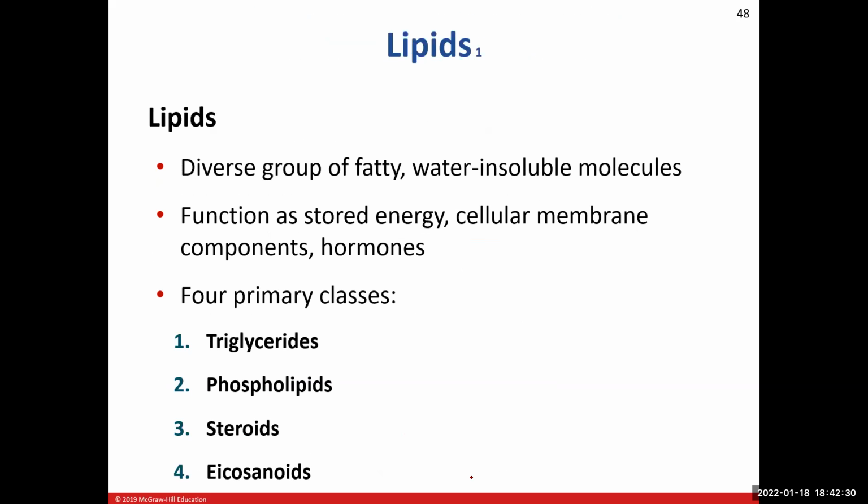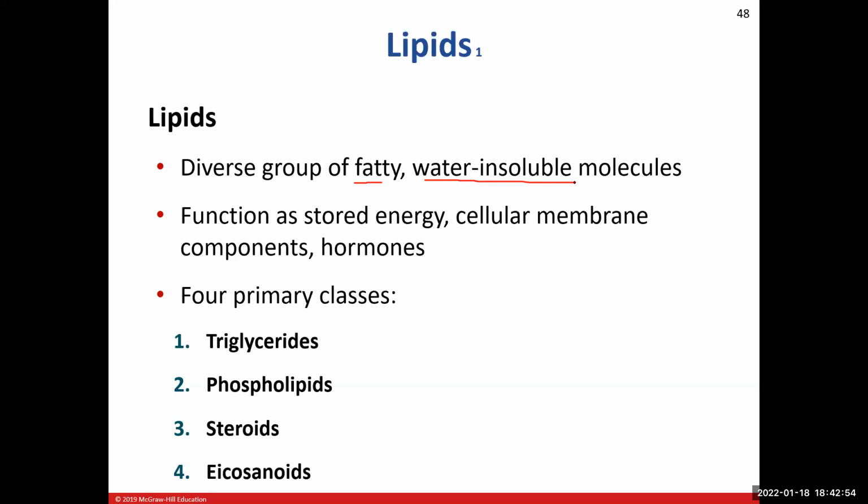So let's talk about lipids, fats. First thing, when you think of lipids, think of a fat, but you also need to consider that lipids are water insoluble. What does that mean? That means they are hydrophobic. They will not dissolve in water.